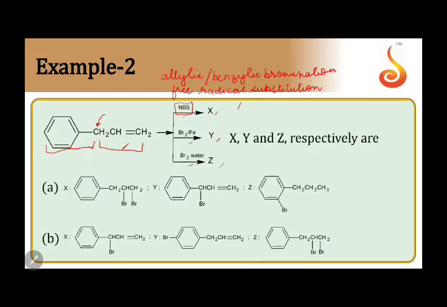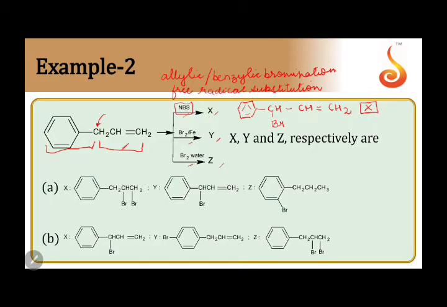So the product would be benzene, nothing is happening. Here one hydrogen is removed. In its place I get Br. The double bond is also untouched. So this compound is X.